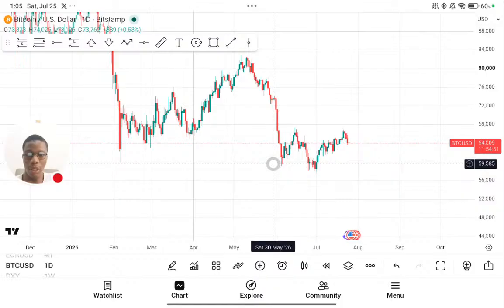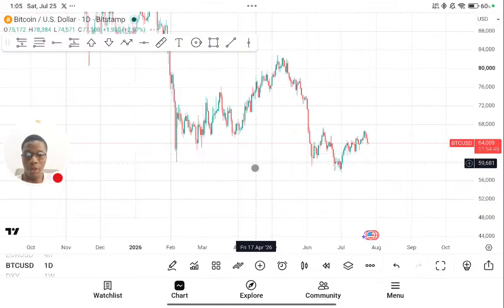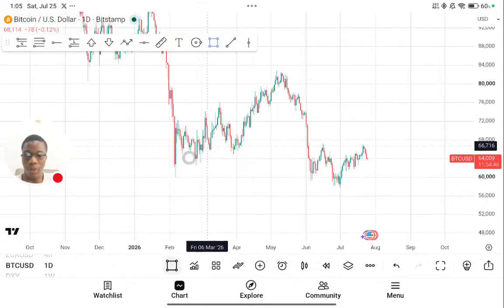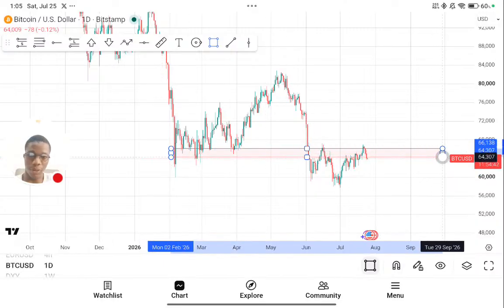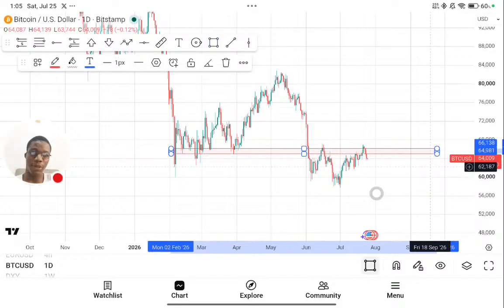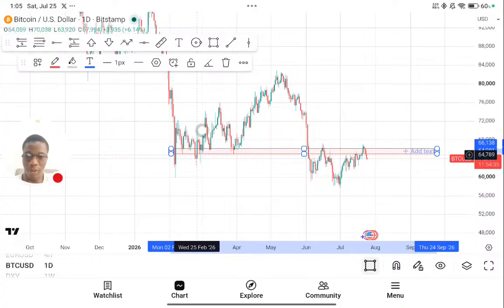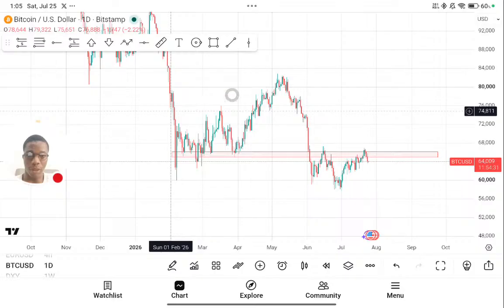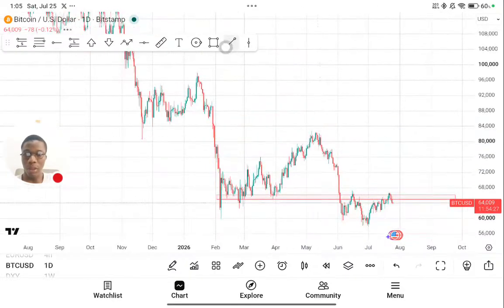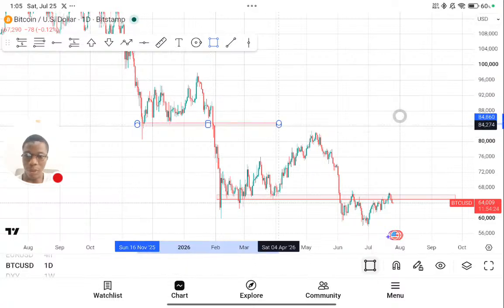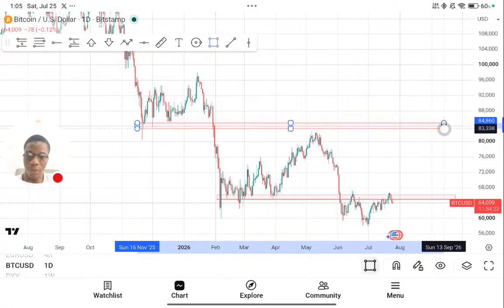So we're on daily. Let's identify what you can see. This level here is a zone, and you could see what's happening right there. It was a support. Then look at the resistance where price was resisting. Look at another support. Look at another zone. You could see this zone.